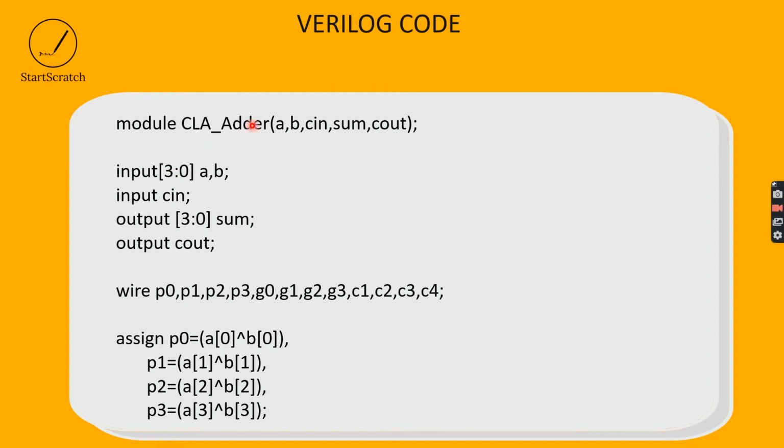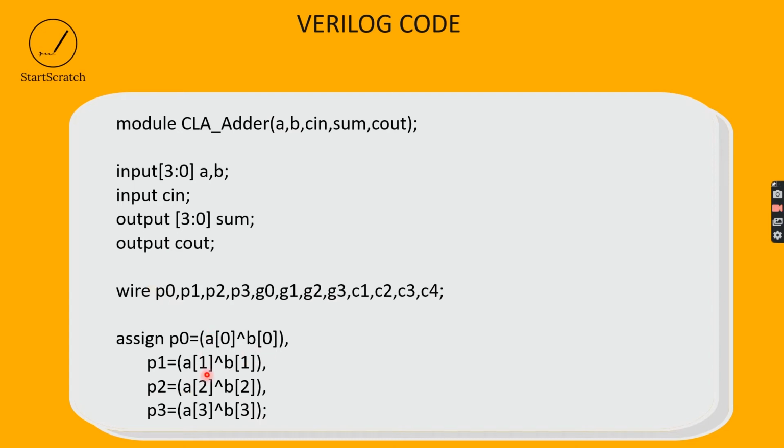Here is my module name. Here is my main port list: Cin is the main 1-bit input, A and B are 4-bit inputs, Sum is a 4-bit output, and Cout is a 1-bit output. And here are my wires: P0 to P3, G0 to G3, and C1 to C4.